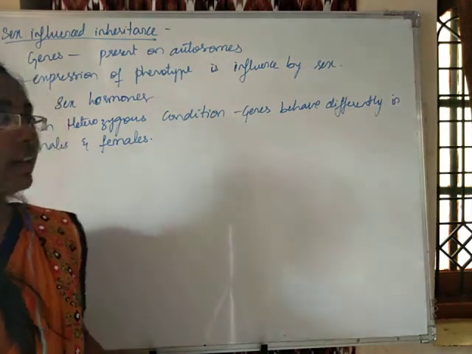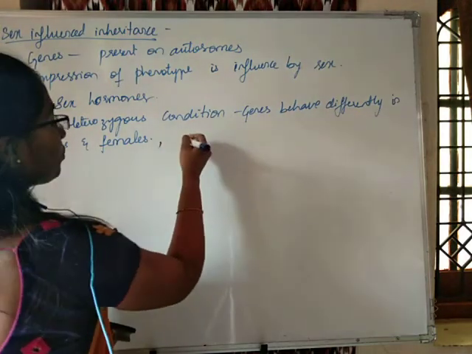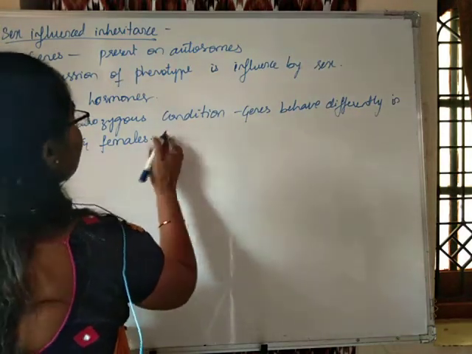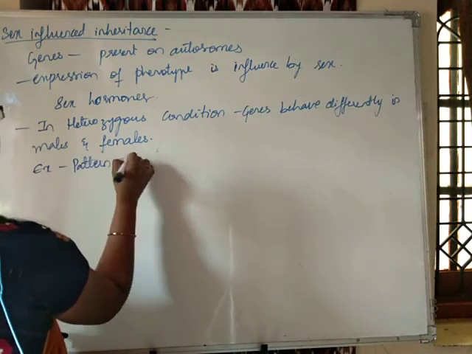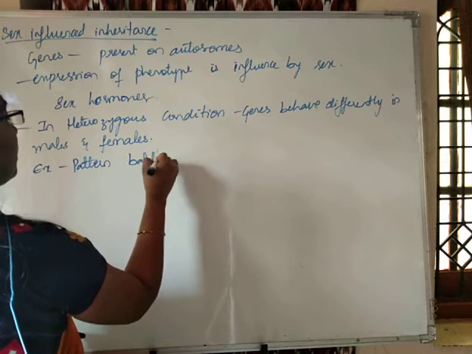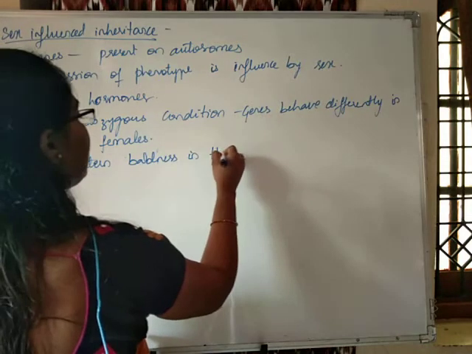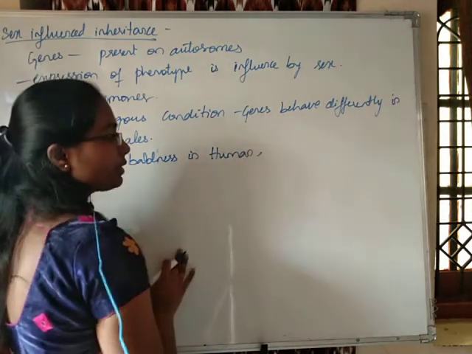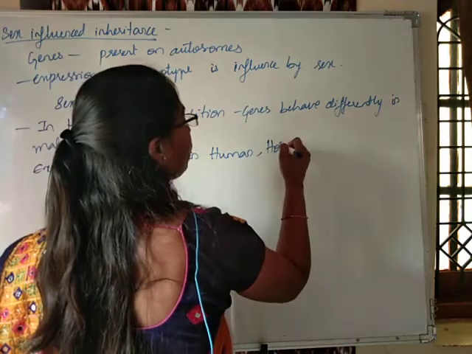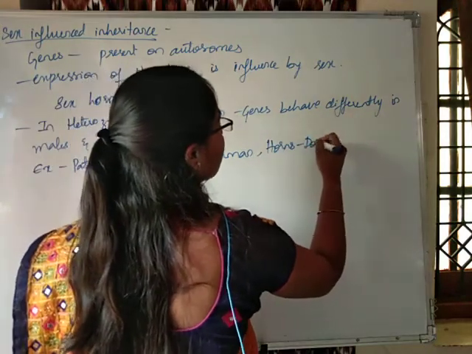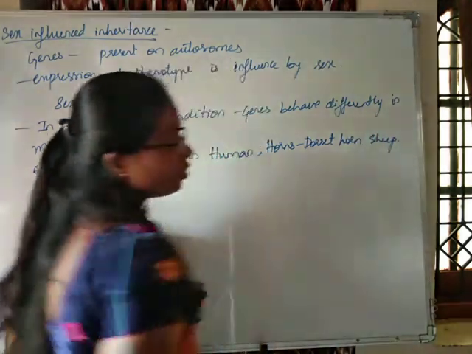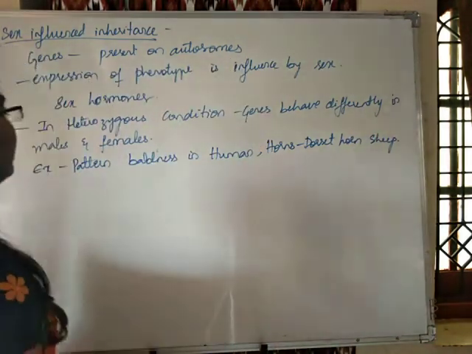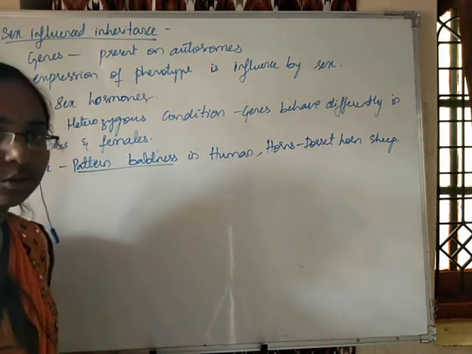The examples are pattern baldness in human beings, and development of horns in Dorset horn sheep. Let us take the example of pattern baldness in human beings.